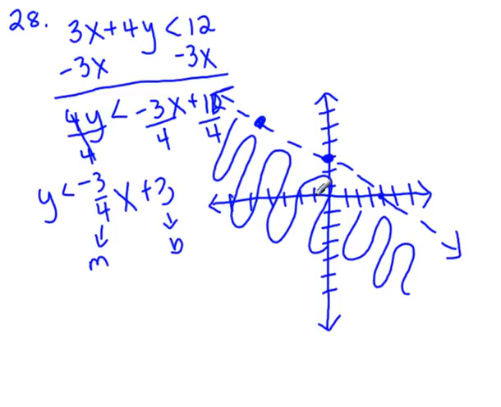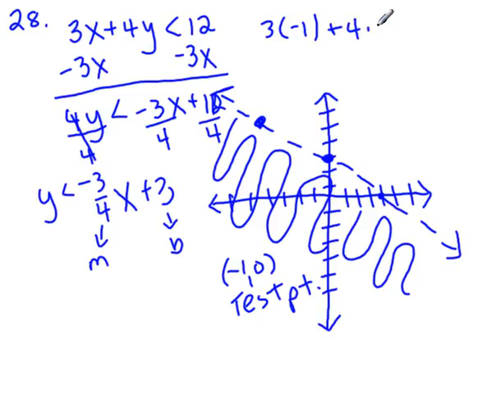So if I pick the point right here, negative 1, 0, I'm going to make that a test point, and I'm going to plug it into my equation. So I have, and I'm going to go back to my original equation, 3 times negative 1 plus 4 times 0, is that less than 12? 3 times negative 1 is negative 3, 4 times 0 is 0. Is negative 3 less than 12?